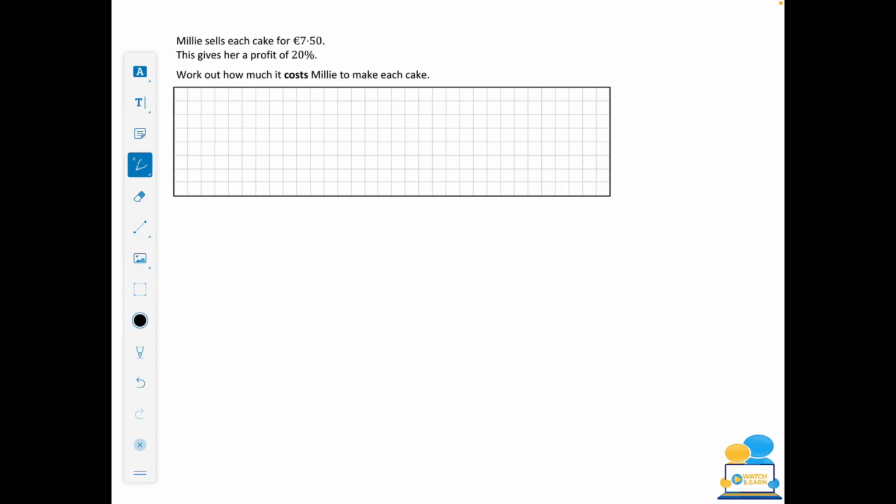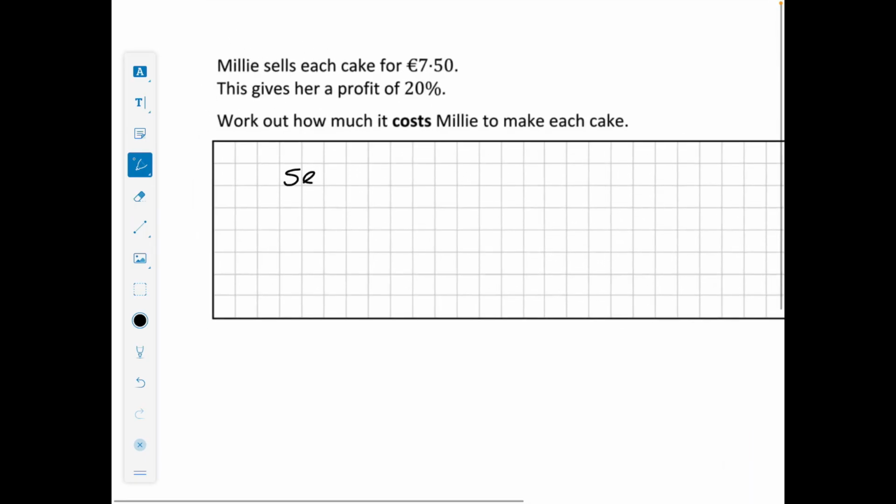So Millie sells each cake for $7.50. This gives her a profit of 20%. Work out how much it costs Millie to make each cake. Now, obviously there was a previous part to this question. It wasn't really to do with what we've covered, so I just cut it off. But Millie sells each cake for $7.50. This gives her a profit of 20%. So my selling price is equal to $7.50.